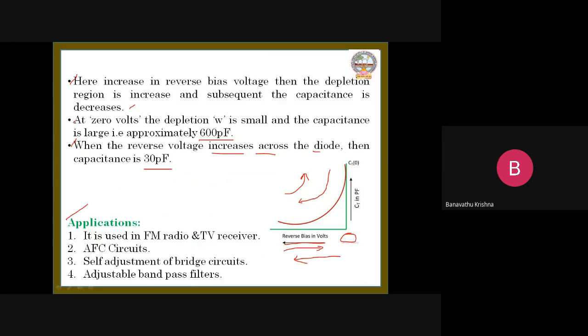Next, the applications of the Varactor diode. It is used in FM radio and TV receivers, and also AFC circuits. Next is self-adjustment of bridge circuits, and the fourth is adjustable band pass filters. These are the major applications of the Varactor diode. This is the basic concept of the Zener diode and Varactor diode.